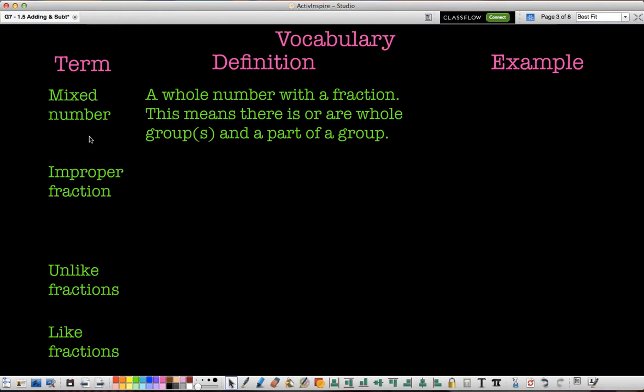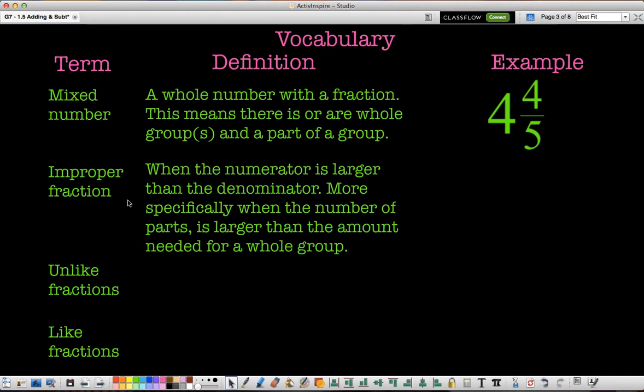A mixed number is a whole number with a fraction. This means there is or are whole groups and a part of a group. So what this means is you have 4 whole groups, and then you have 4 pieces out of 5 to make another whole group.